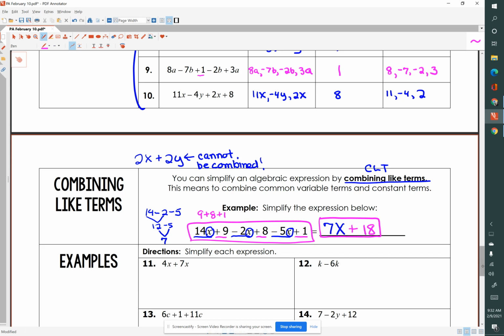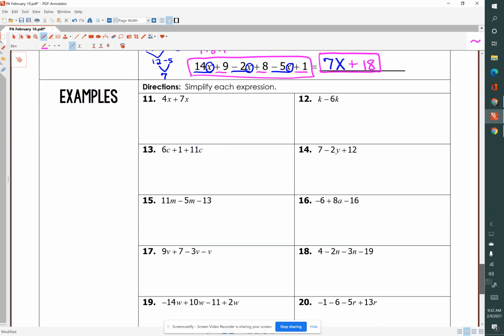So now let's simplify some expressions. First we have to decide, are they like terms? 4x plus 7x, they are like terms. 7 plus 4 is 11, 11x. Now we've got an invisible 1 here. 1k minus 6k, that's 1 minus 6, which is negative 5. So combining these, we have negative 5k.